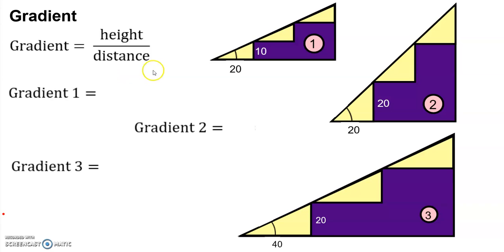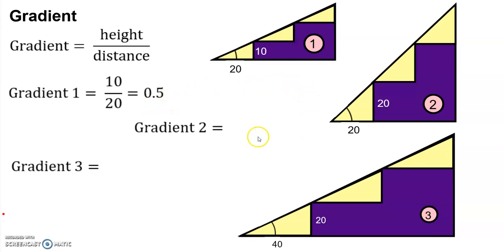Well, this is a really important formula. Gradient, you can calculate gradient by dividing height by distance. So we're going to do this for the three figures again, and be aware those are the same as we saw before. But now we're going to calculate gradient. Height divided by distance. So when we take a look over here, the height is 10 and the distance is 20. So I'm going to use the formula 10 divided by 20, and the gradient for number 1 is 0.5.